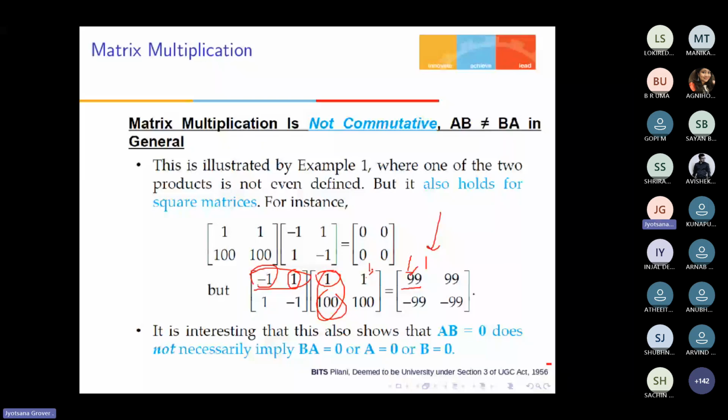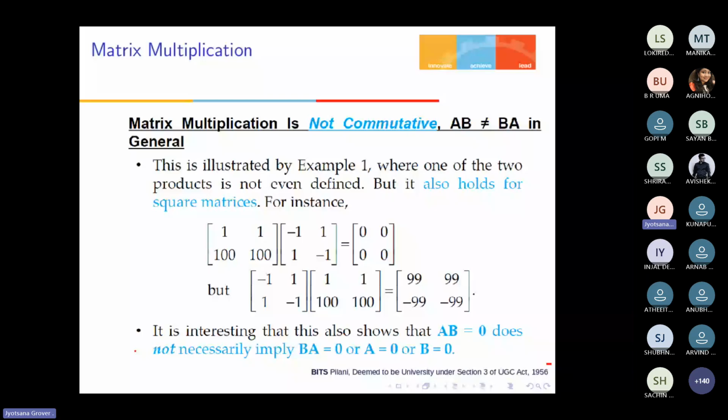Here, first row means take the first row of A. Now we are looking at this point, this 1 comma 2. Take the first row of A and multiply with the second column of B. So minus 1 into 1 plus 100 into 1, so 99. Okay, now you will tell me how do you get this?